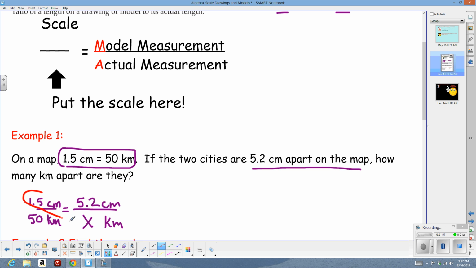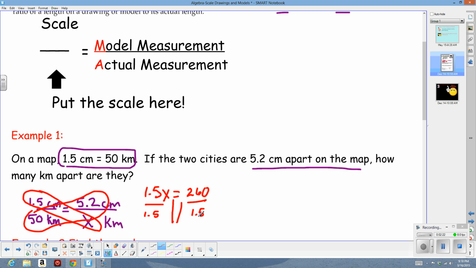Now let's go ahead and solve the proportion. 1.5x, or 1.5 times x, equals 50 times 5.2, which is 260. Now divide both sides by 1.5. And you get x equals 173.3 repeating, or 173 1/3 kilometers.